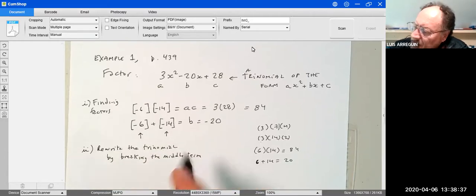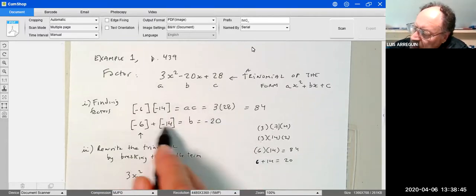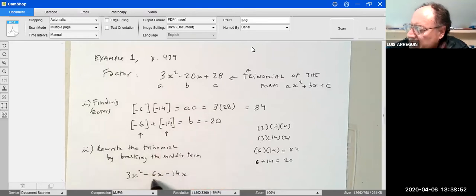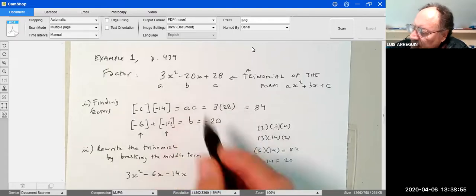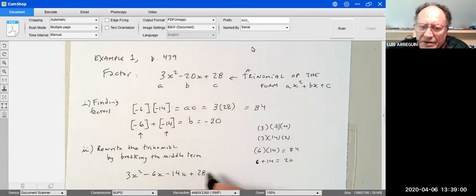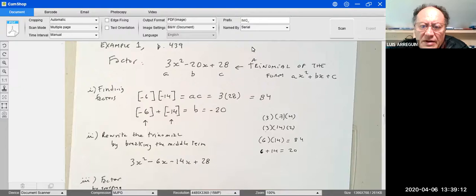So in this case, my first term is just 3x squared. Then I have negative 20x. I'm going to break negative 20x by using these two numbers. One is going to be negative 6x, the other one is negative 14x. Now negative 6 and negative 14 is negative 20x. So I just broke my middle term. And then the last term. Now that you have this, the next step is we're going to do factoring by grouping. This is just a repetition of what we did the last time.